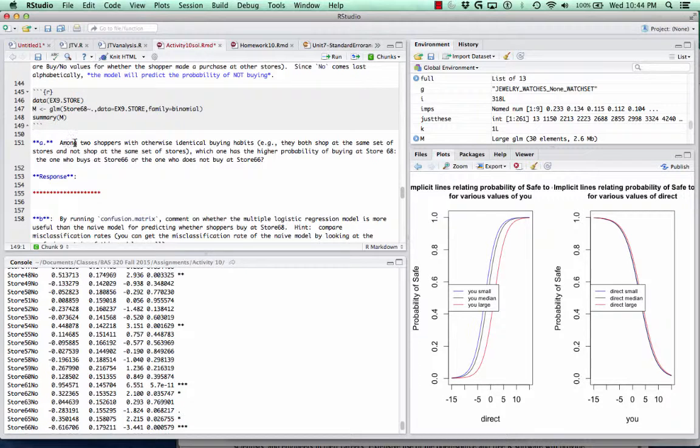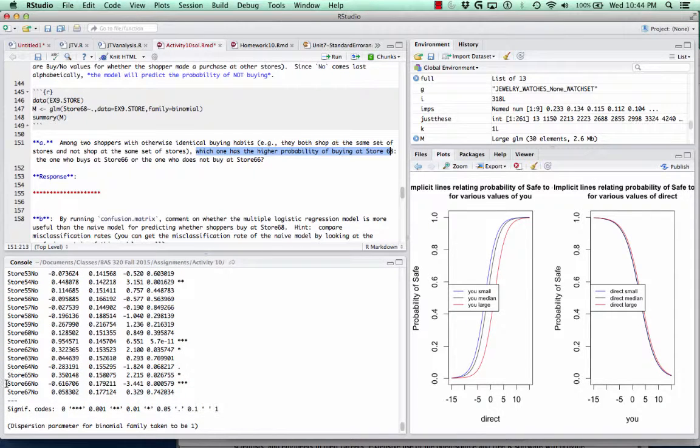Okay, so part A says, among two shoppers with otherwise identical buying habits, so they both shop at the same set of stores and both make purchases at the same set of stores, which one has a higher probability of buying at store 68, the one who buys at store 66 or the one that does not buy at store 66? So the answer to that is the coefficient of the indicator variable representing whether or not the customer does or does not buy at store 66. Here we have to be a little bit careful because our model is predicting the probability of not buying at store 68, so we're going to run into a few double negatives here.